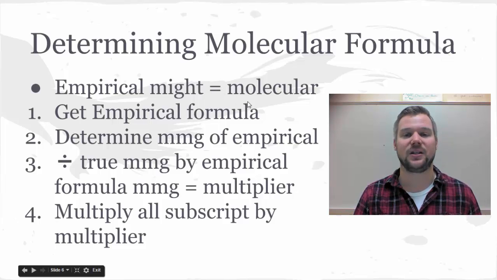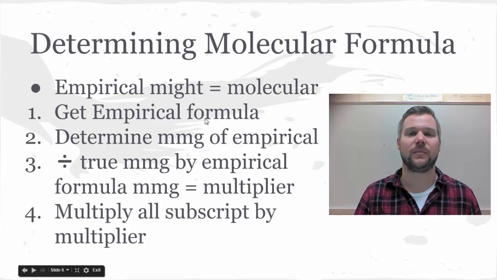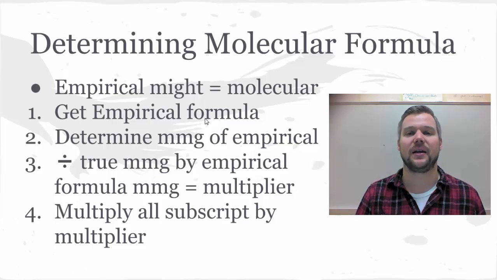So your first step to actually get the true formula of the compound is to get the empirical formula. We just went through that process. Get to moles, divide them all by the small, and then that should be your mole ratio. So once you have your empirical formula, figure out the molar mass in grams of that empirical formula, and then you're going to take that empirical formula molar mass and you're going to divide that into the true mass.